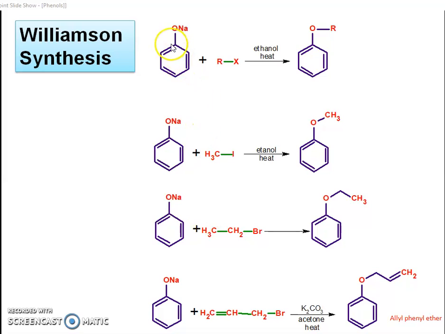So these four reactions clearly indicate that the Williamson synthesis is a very famous reaction, and we use it to form various types of corresponding ether derivatives.